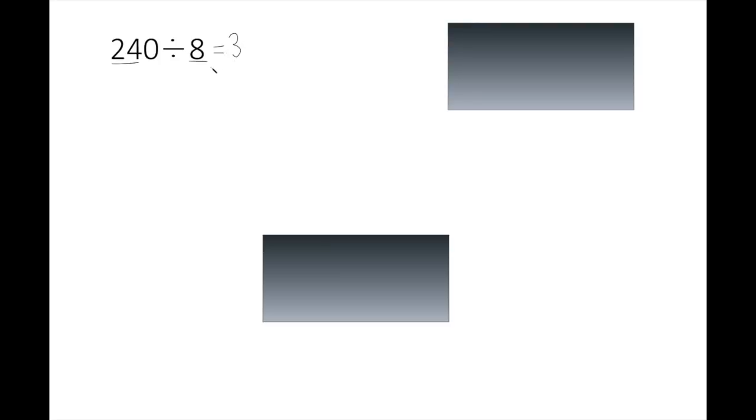But remember with our zeros trick with multiplication, however many zeros are on one side of the equal sign, you also have to have the same number on the other side of the equal sign. So on this side of the equal sign, how many zeros do we have? Well, we only have 1. So that means that we also have to have 1 zero on this side of the equal sign. So now we know that 30 times 8 equals 240. Or the answer to 240 divided by 8 equals 30.